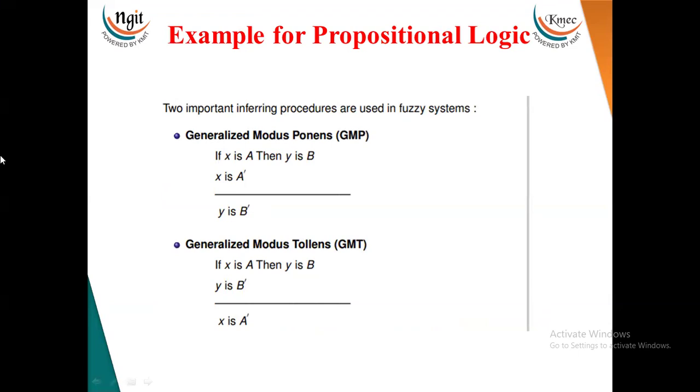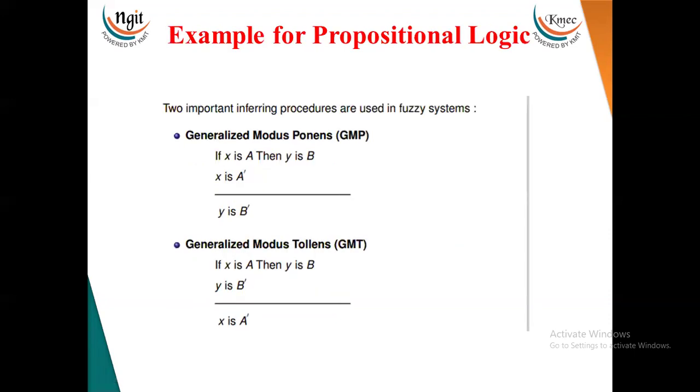So the main important point is the generalized modus ponens, GMP. If X is A, then Y is B. X is A dash, that is negation, Y is B dash. So you have to remember this one. Similarly, generalized modus tollens: if X is A, then Y is B; here X is A dash, Y is B dash, B complement, X is A complement. So these are the main basic rules we have to remember.